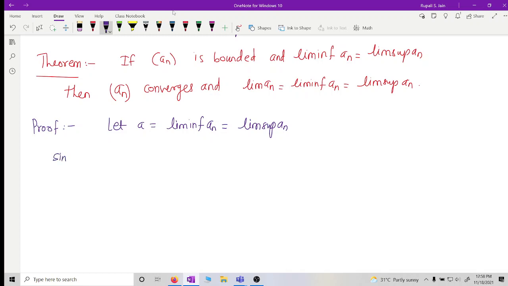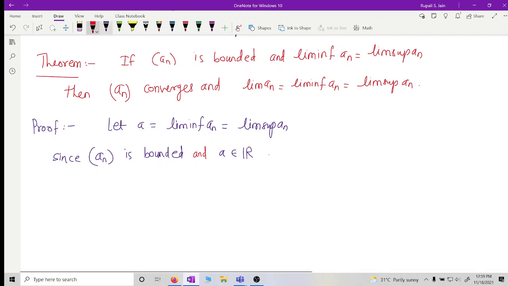Now since a_n is bounded, A must belong to R. It is a bounded sequence of real numbers, so the limit is a real number only, and A belongs to R.